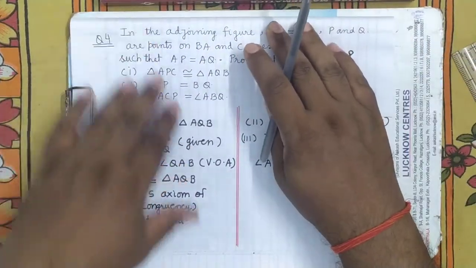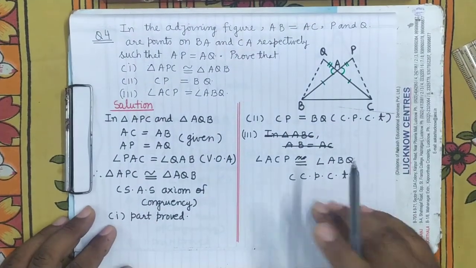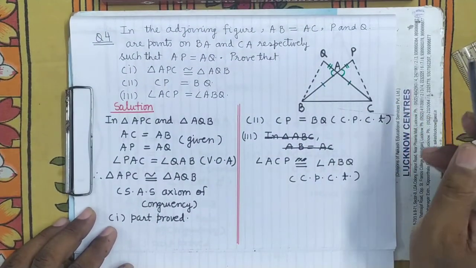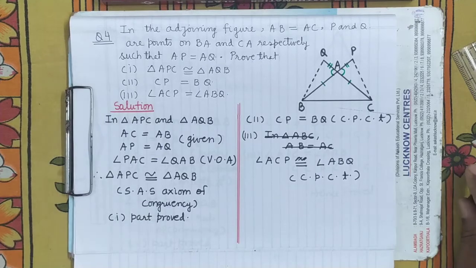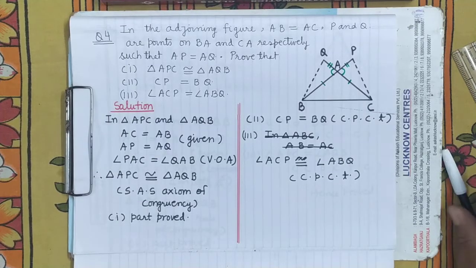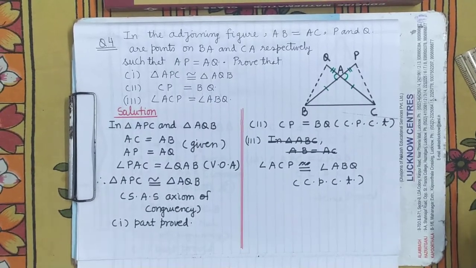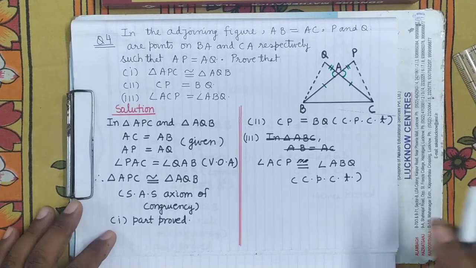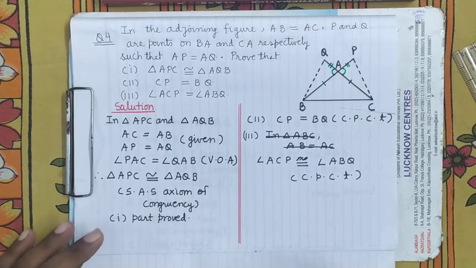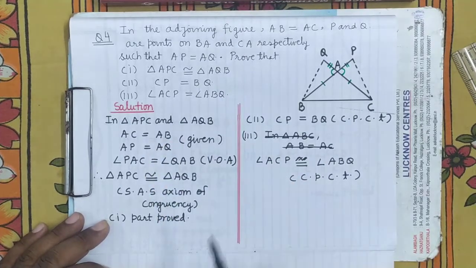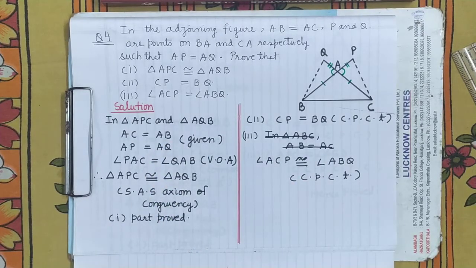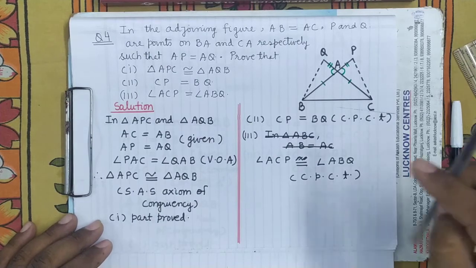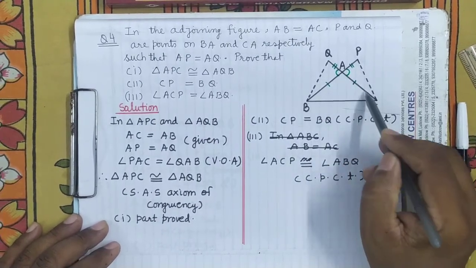Question number 4. In the adjoining figure, you will mark the elements which are given equal. The elements which are given equal, you can mark them by the same lines. In the adjoining figure, AB equals AC. You mark in the diagram AB equals AC.